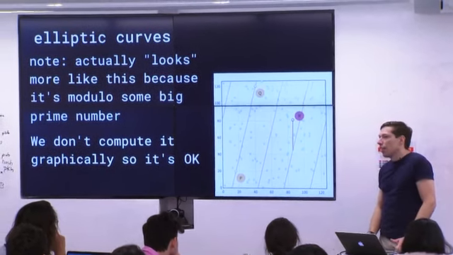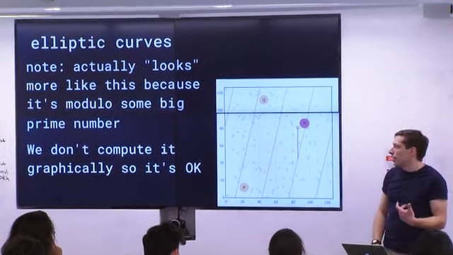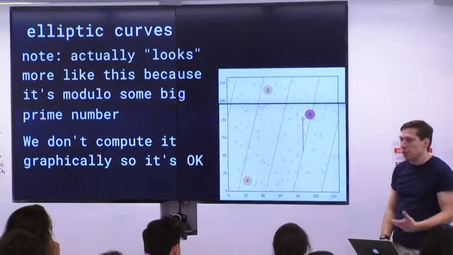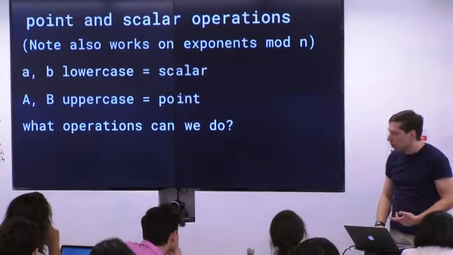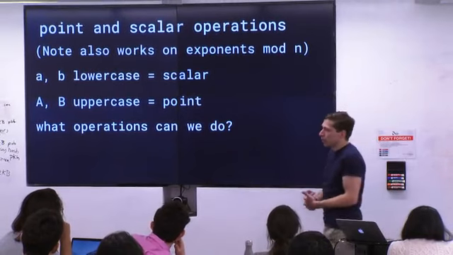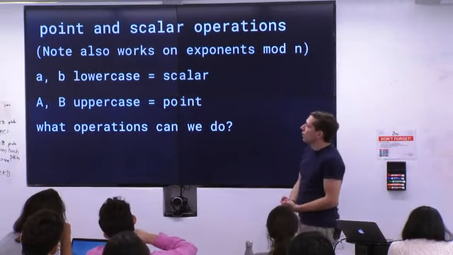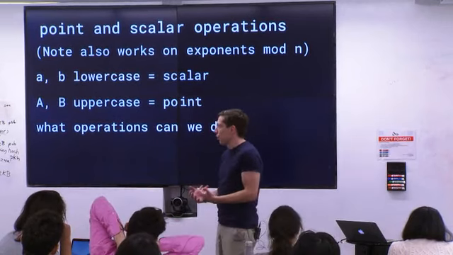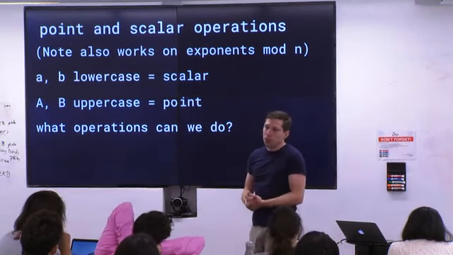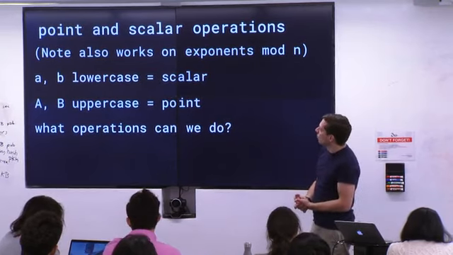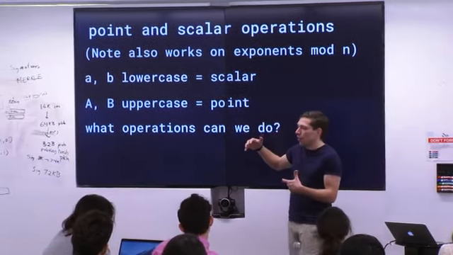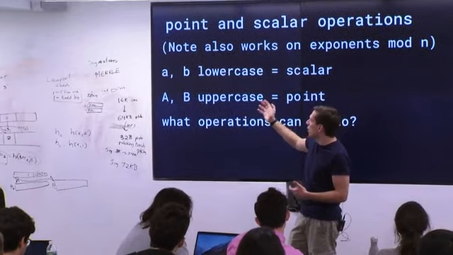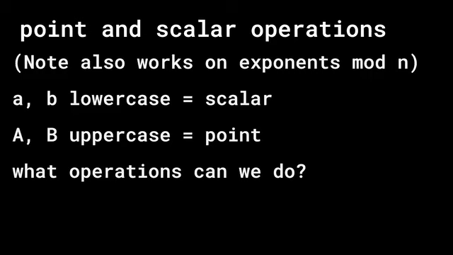Okay, so you don't need to know exactly why these things work on curves, but we're going to go through what you can do with these and what properties you have. So we've defined these points on a curve and how this curve works. And then we also have regular old numbers, right? So what we'll do from now on is say A and B are lowercase numbers. These are scalars. Scalars just means regular old numbers.